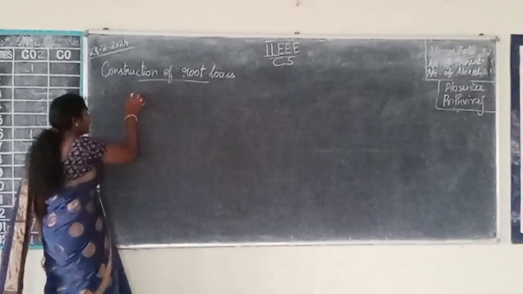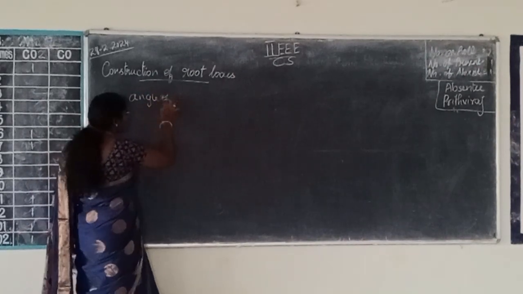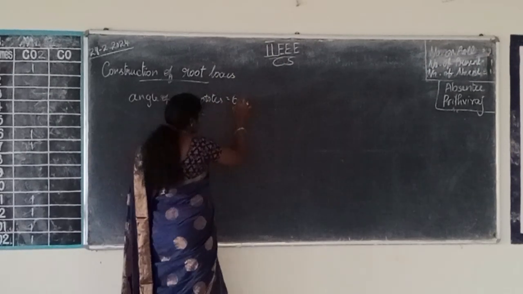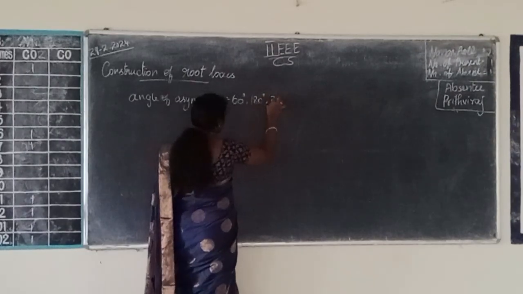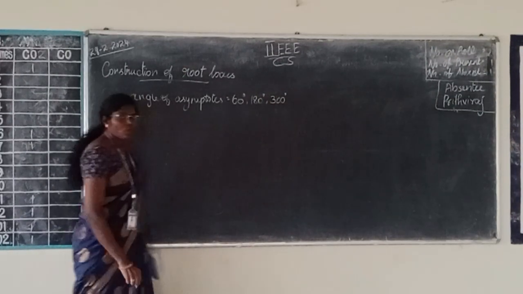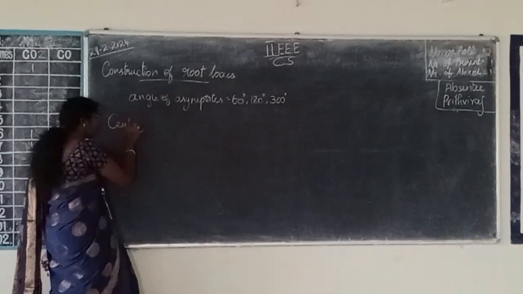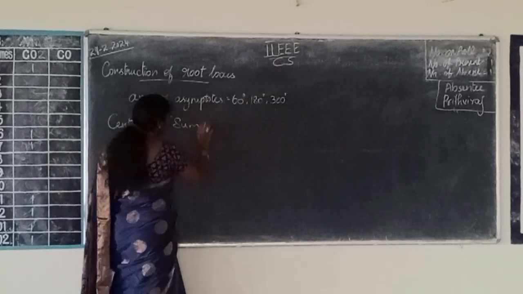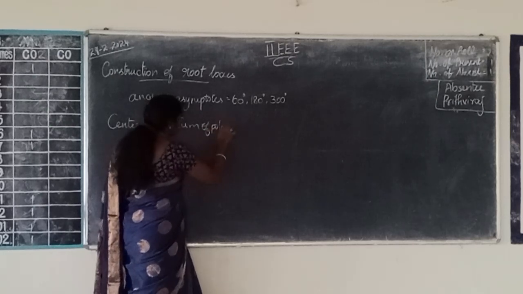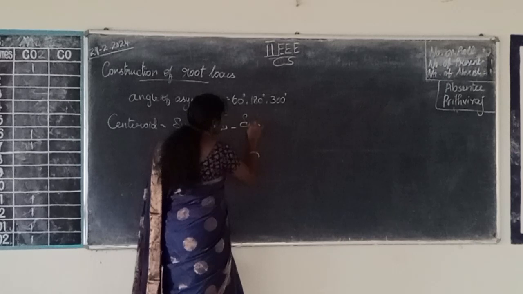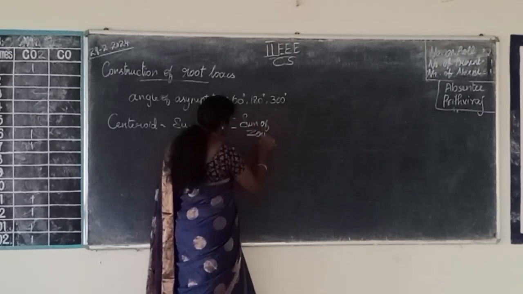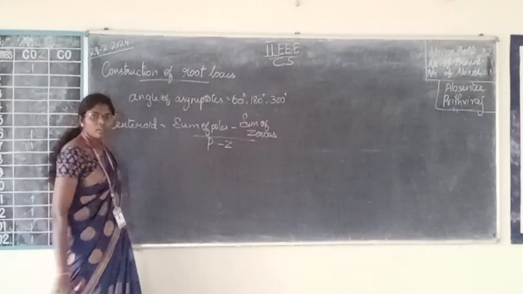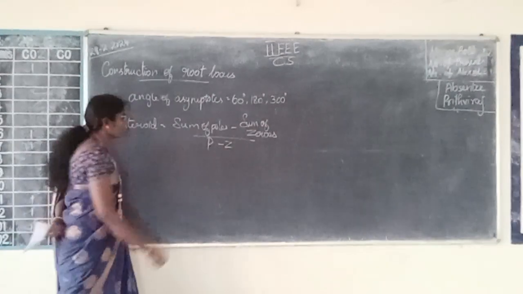Okay, now we know the angle of asymptote. So the angles of asymptote are 60 degree, 180 degree and 300 degree. Next what you have to find out? Centroid. To find out the centroid, the formula is sum of poles minus sum of zeros divided by number of poles minus number of zeros. Okay, this is the formula to find out the center. So sum of the poles.